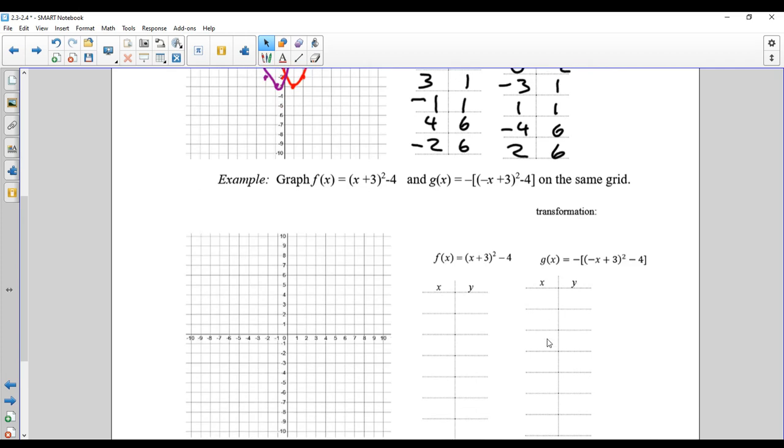Let's try the same strategy again. We're going to graph this on the same grid. So here's my original function. That's my original. Here's my transform function. What do you think is going to happen? Right? What do you think is happening if I put a minus here and a minus there? What is going to happen in this case? Yes, Jay?